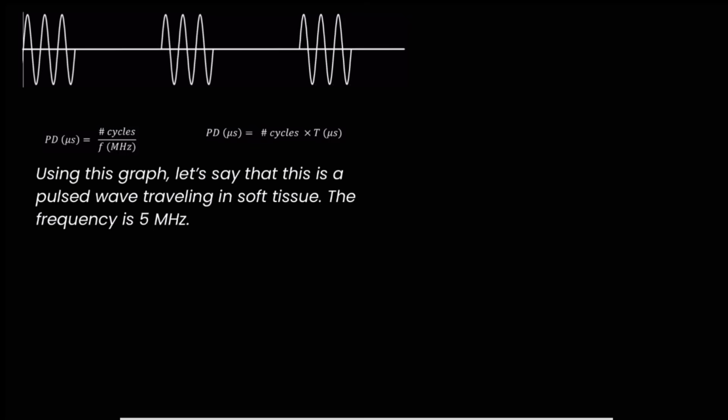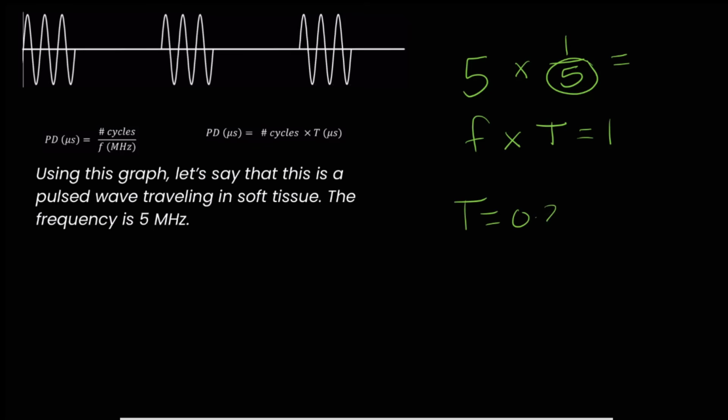Using the same graphical representation of the wave and knowing that it's a 5 megahertz wave, we can use the period-based formula to calculate pulse duration. But this time we actually have to do a little bit of extra work. First, we have to calculate the period. We're told that the frequency is 5 megahertz. And we know that frequency multiplied by time equals 1, and that they are reciprocals. So with the 5 megahertz frequency, to figure out period, all we really need to do is move the 5 into the denominator position underneath a 1. So period will be 1 divided by 5, which actually equals 0.2 microseconds.